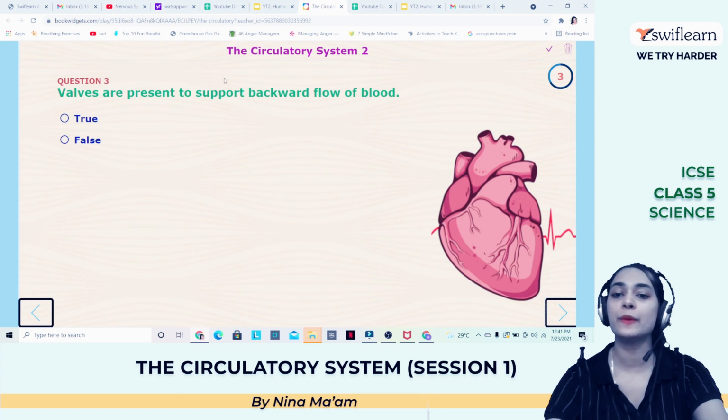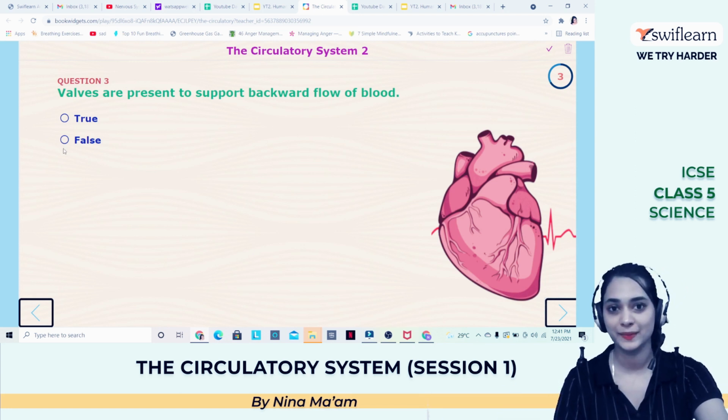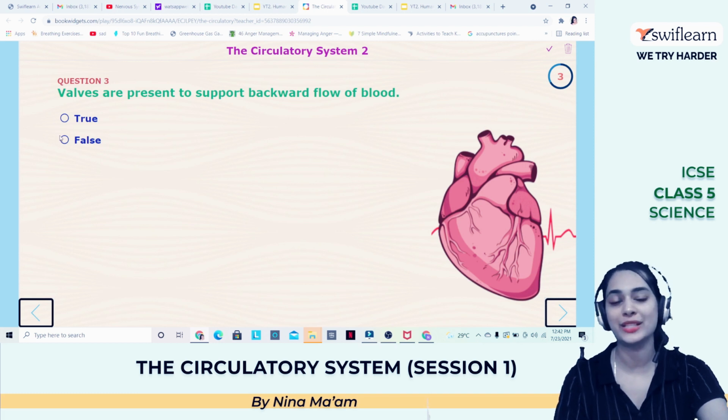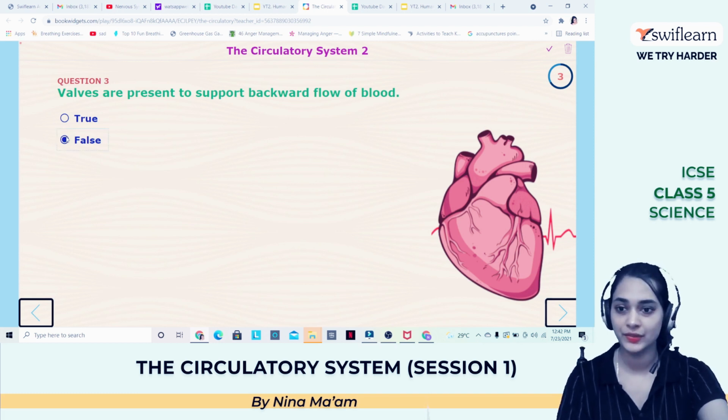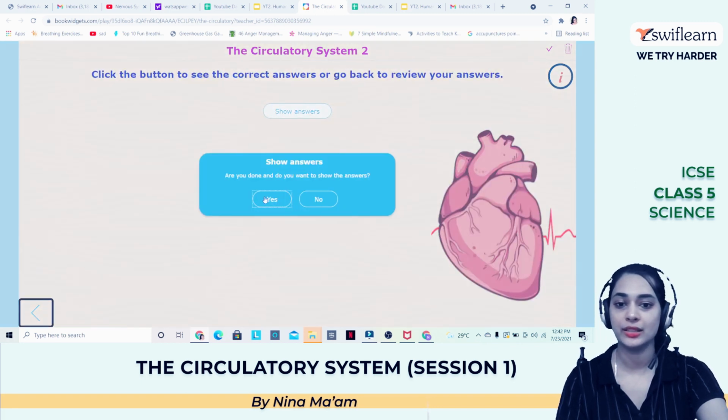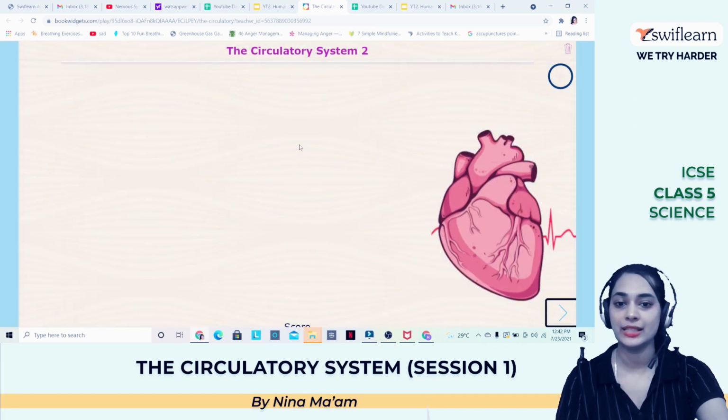Question 3. Valves are present to support backward flow of the blood. Is it true or false? Read that again. Valves are present to support the backward flow of the blood. Is it true or false? I hope you know the answer. And get ready. Let's check the answer. Show the answers.